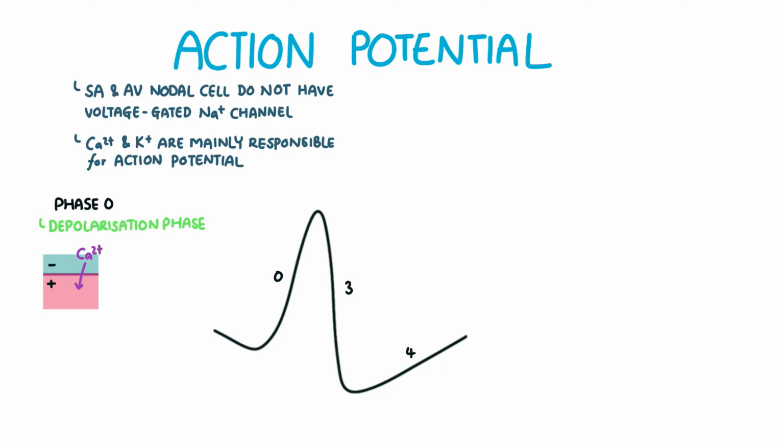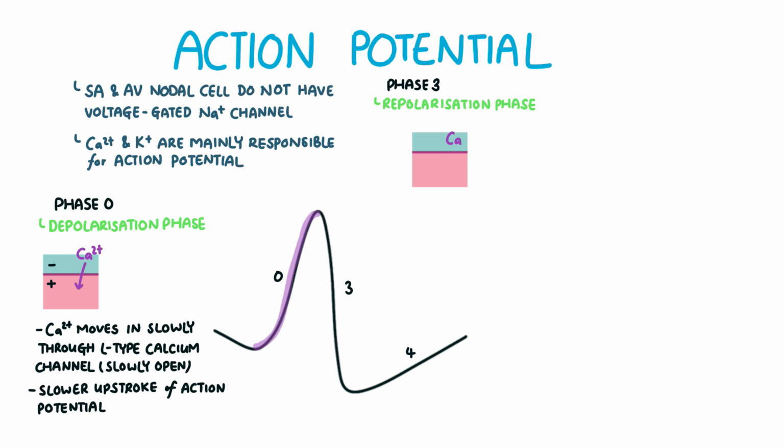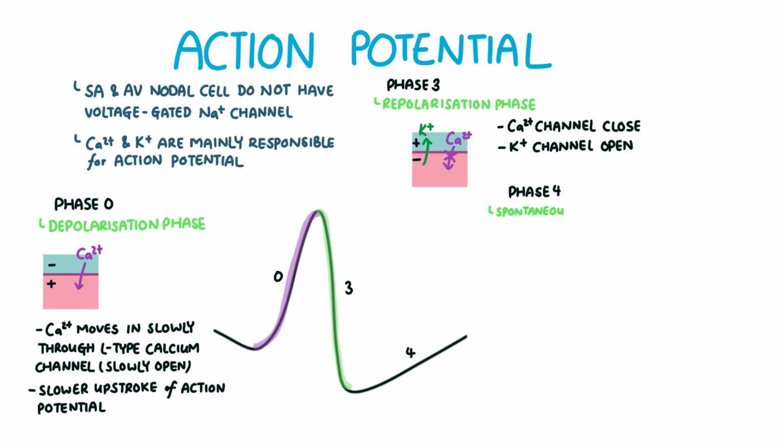Phase 0 is the depolarization phase. The depolarization phase is much slower than the fast action potential because calcium ions move into the cells slowly through slow L-type calcium channels. This slow movement creates the slower upstroke, which is less steep than phase 0 in the fast action potential. Next is phase 3, the repolarization phase. Here, the calcium channels close and potassium ions move out of the cell, bringing the membrane potential back down to its resting state.